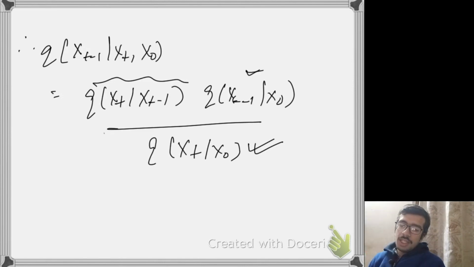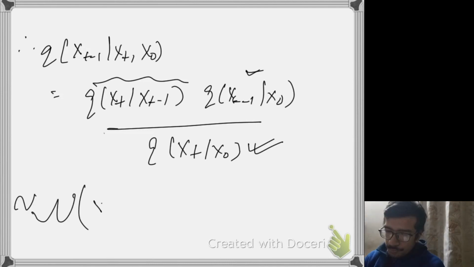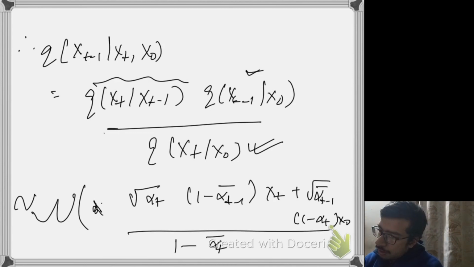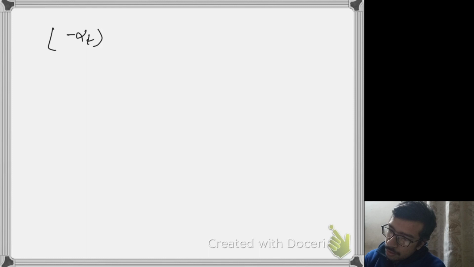And substituting both of them, what you can show is that this is normally distributed with mean square root alpha t 1 minus alpha t minus 1 bar xt plus square root alpha t minus 1 bar 1 minus alpha t x naught over 1 minus alpha t bar. This is going to be the mean, and the covariance is going to be 1 minus alpha t 1 minus alpha t minus 1 bar over 1 minus alpha t bar, this thing times identity.